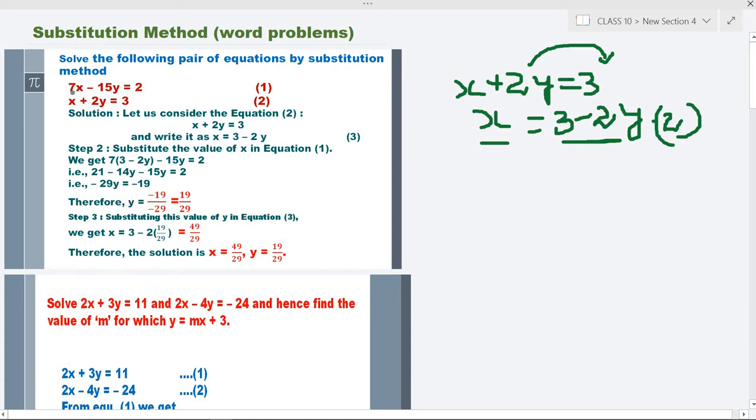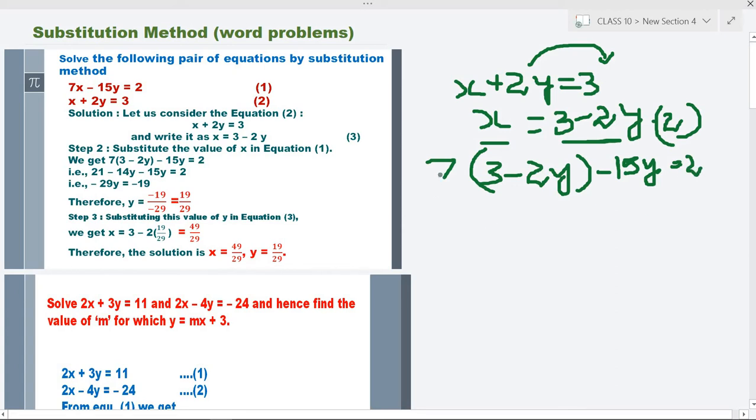So when we replace x in equation 1, what will we get? Here it is 7 multiplied by, now don't write x, but we will write its value in RHS. 3 minus 2y is what we got in RHS. So we replaced it with this RHS value. Minus 15y is already in the question. And equal to 2 is also in the question in RHS.